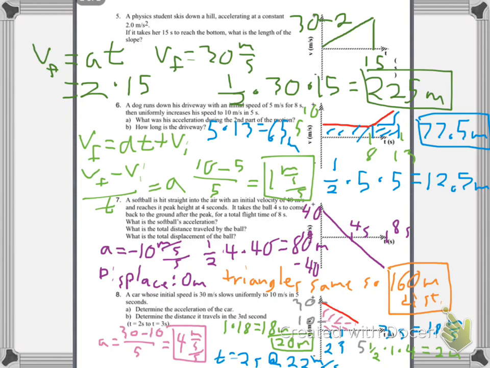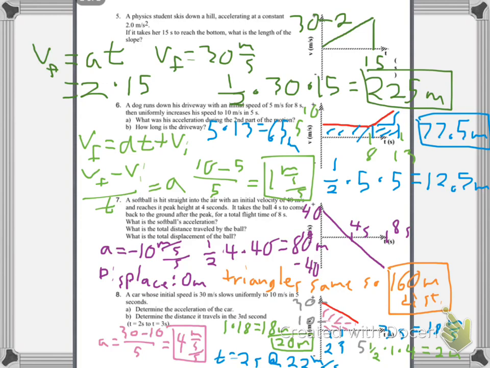Number 7, we have a softball hit straight into the air with an initial velocity of 40 meters per second, reaches its peak height at 4 seconds, and then it takes 4 seconds to come back down to the ground, its initial position, for a total flight time of 8 seconds. What is the softball's acceleration?